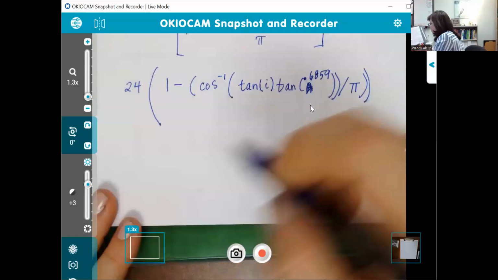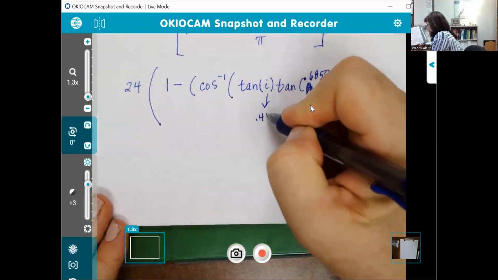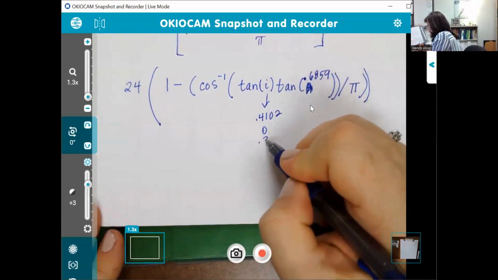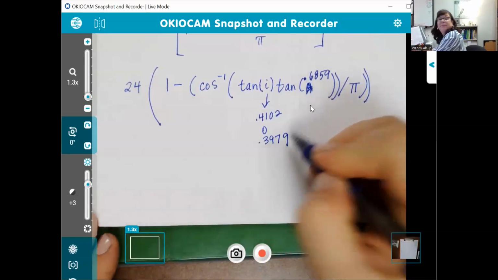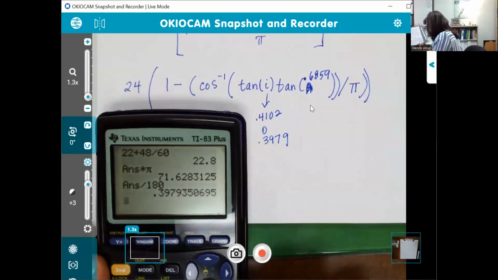All right, so I'm going to do this whole entry 3 times. I'm going to do it first with 0.4102, then with 0, and then with 0.3979. All right, so let's see if I can get this whole guy in here.